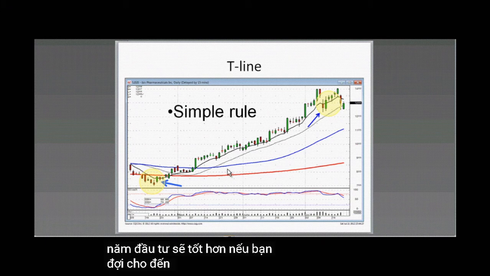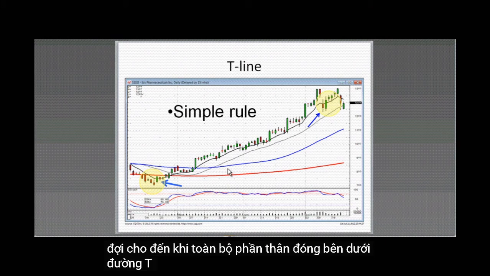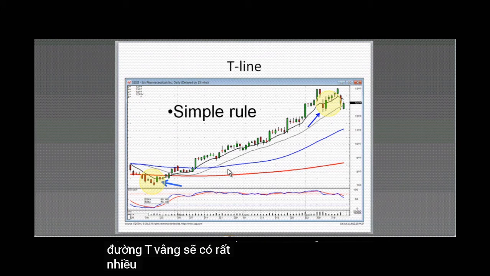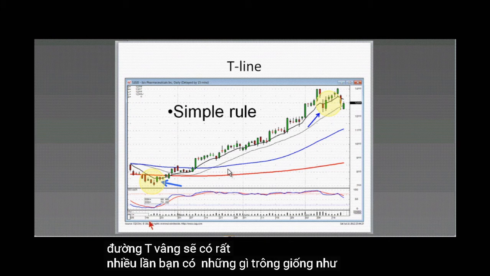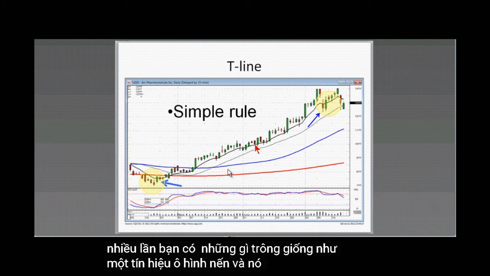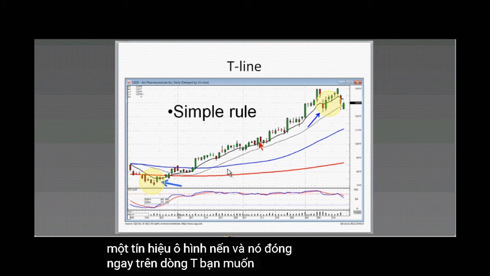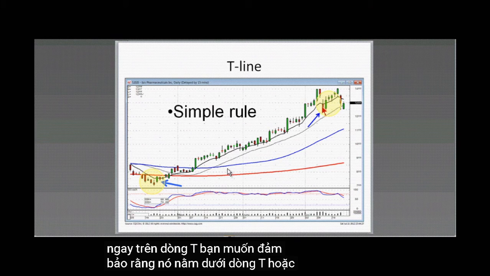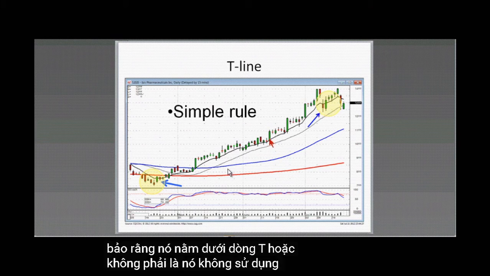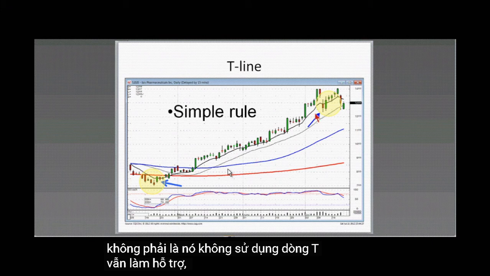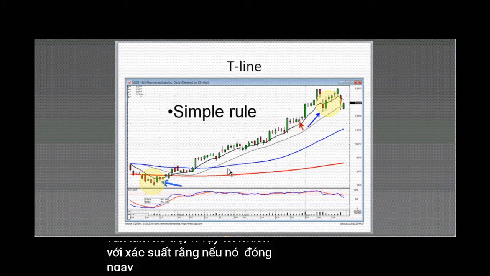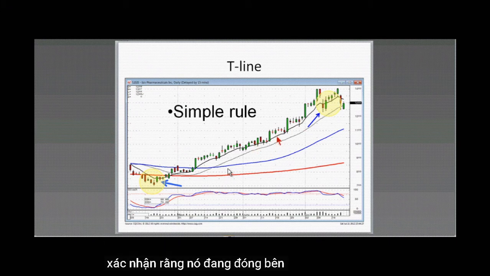Would it be better to wait until the full body closes below the T-line? Yes. There's going to be a lot of times where you have what looks like a candlestick sell signal and it closes right on the T-line. You want to make sure that it's well below the T-line, or it's not that it's not using the T-line still as support. So with the probabilities, if it closes right near the T-line and doesn't confirm that it's closing below the T-line, I simply state, as long as you can't see a close below the T-line, you're still considered in an uptrend.